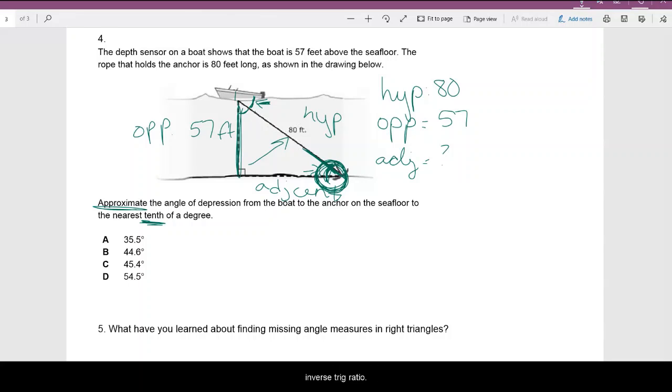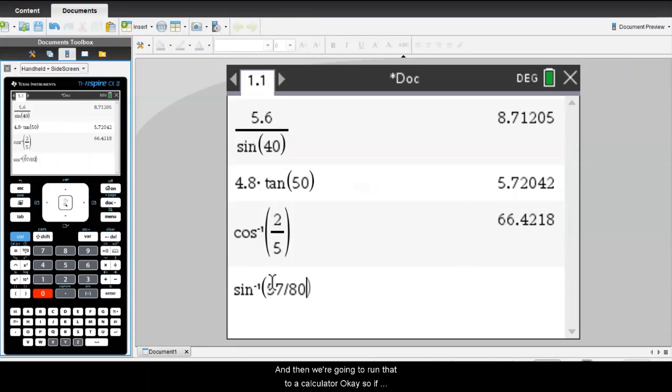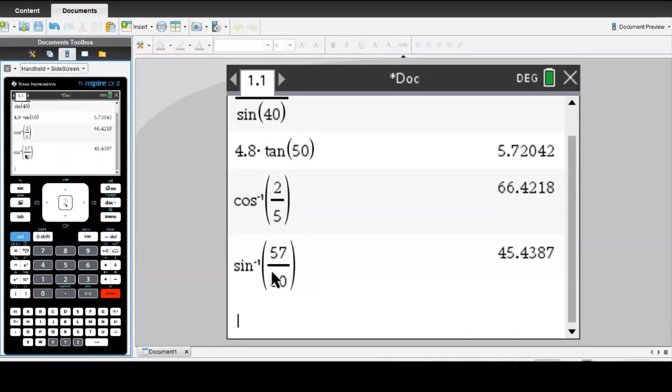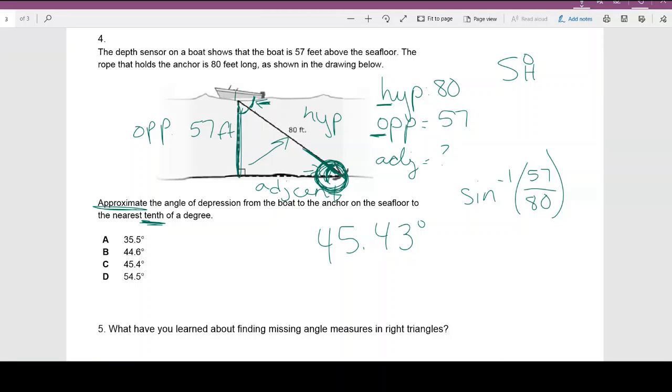So we're going to set up our inverse trig ratio. We know we have hypotenuse and opposite, so that tells me sine. So our angle is equal to the inverse sine of opposite, which is the depth of 57 feet, over the hypotenuse, which is the rope of 80 feet, and then we're going to run that through our calculator. Okay, so if we take inverse sine of 57 over 80, we get 45.43. And so our closest answer is C, 45.4, because we would round to that. So that's what you need to make sure you're doing.